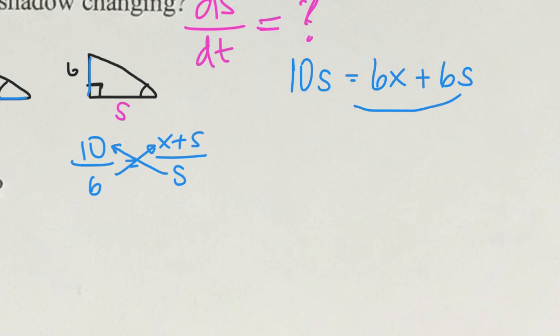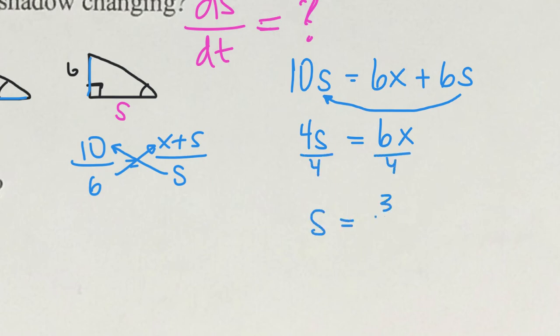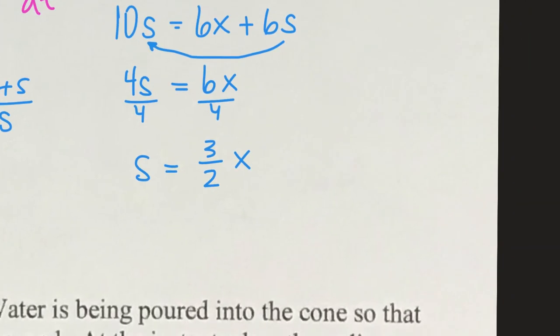Okay, so then let's get our s's on the same side, so I will subtract that. 10 minus 6 is 4 s's equals 6 x's. So if we want to find s, let's divide both sides by 4 so that we can isolate our variable s. So the shadow is 3/2 as long as the distance the person is away from the lamppost. Okay, and that's a pretty simple ratio, and I am so happy because now we're going to differentiate both sides with respect to time and have a really simple equation.